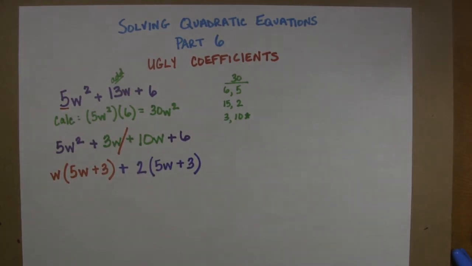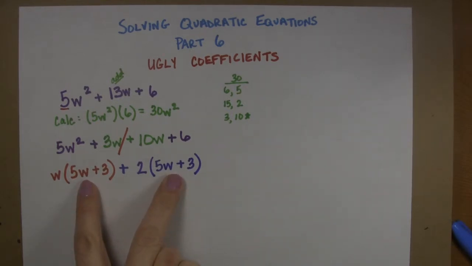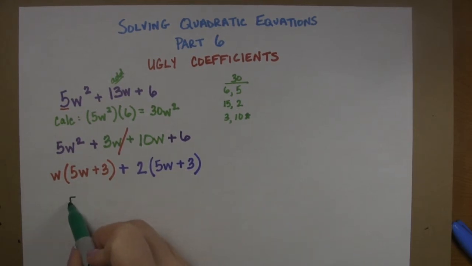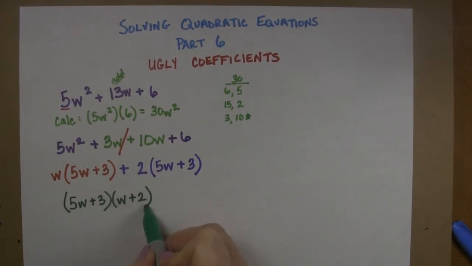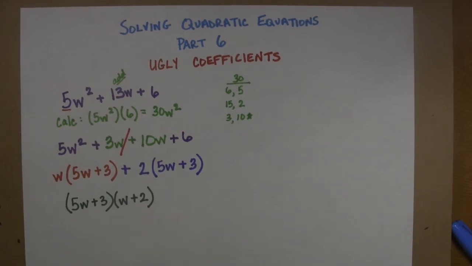Oh, can you see how the planets are starting to align? I mean, it's not pretty, but look at it. We've managed to get our term inside the parentheses to be the same. So now we can suck out that term. So 5w plus 3 times w plus 2. We look to make sure that we cannot simplify anymore, which we cannot, and we are done.